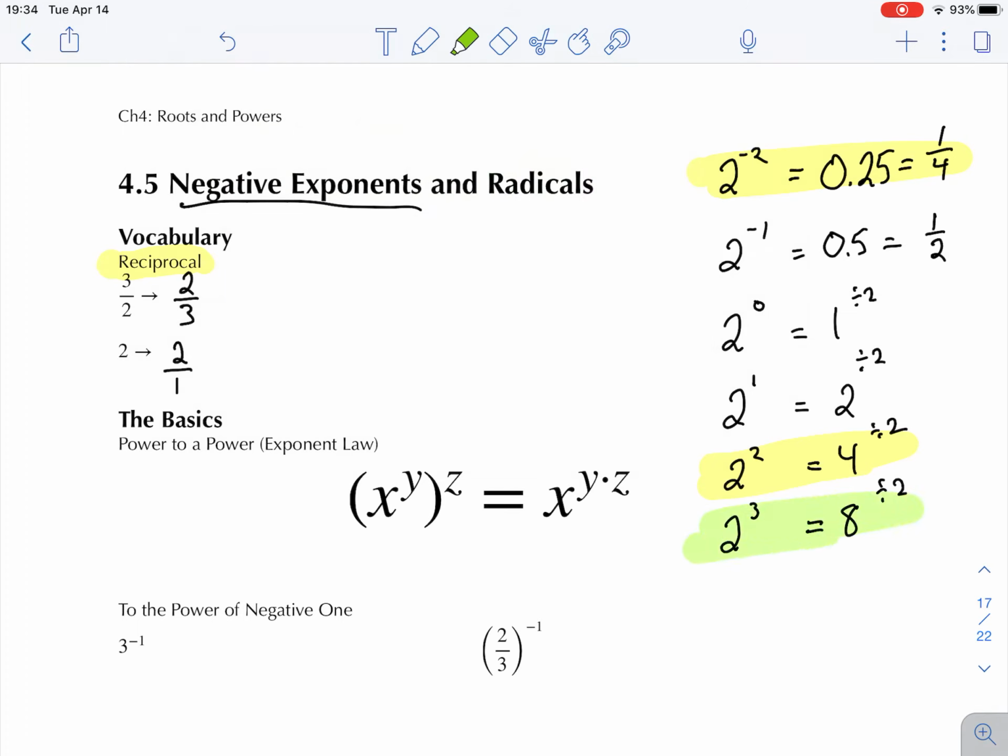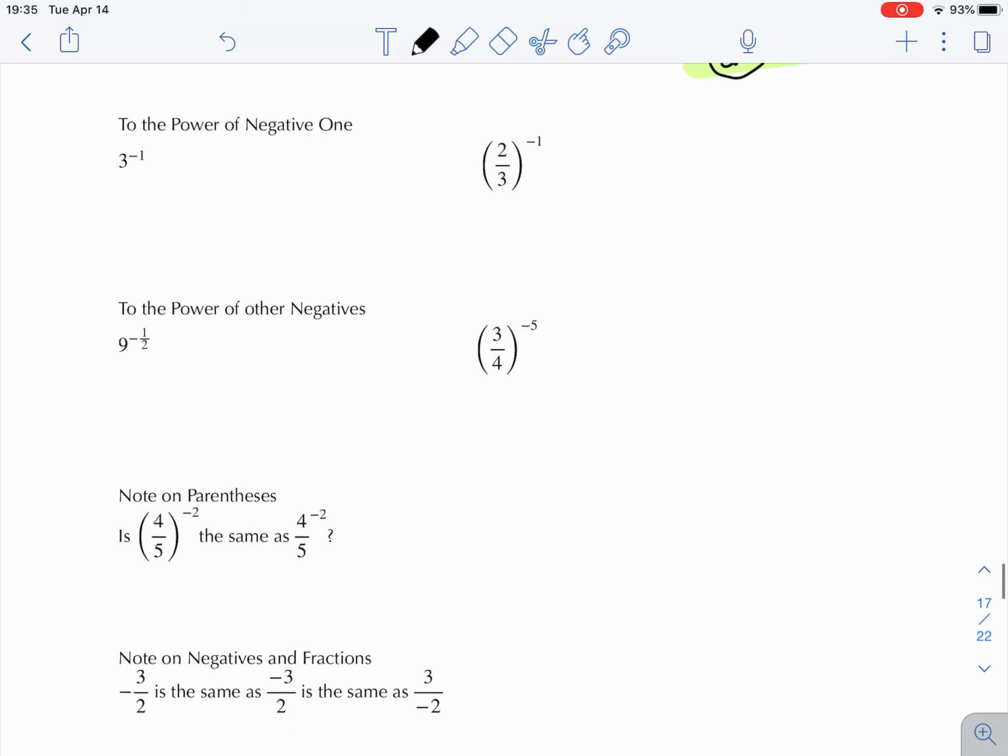So let's look at another pair. 2 to the 3 is 8. So what will 2 to the -3 be? 1 over 8. So it's just the reciprocal of the positive power. All right, so that's a long way to say that negative exponents give you the reciprocal of the positive exponent.